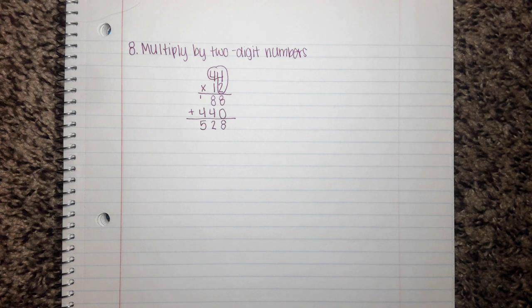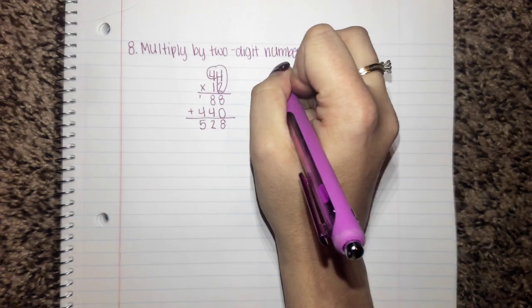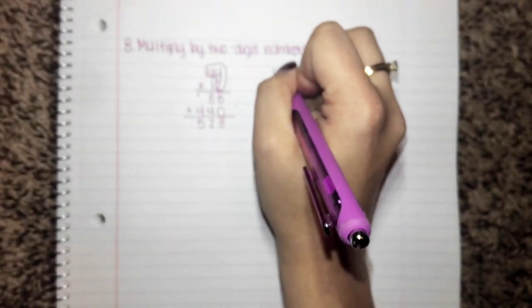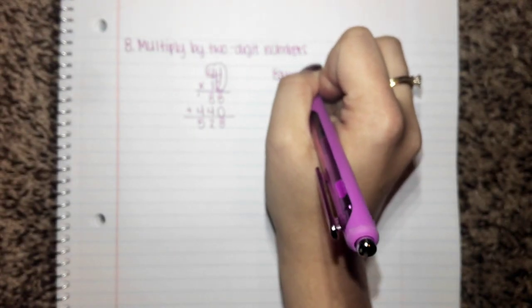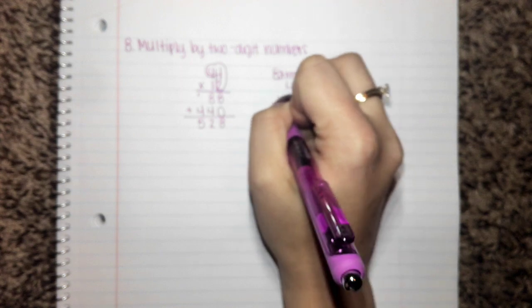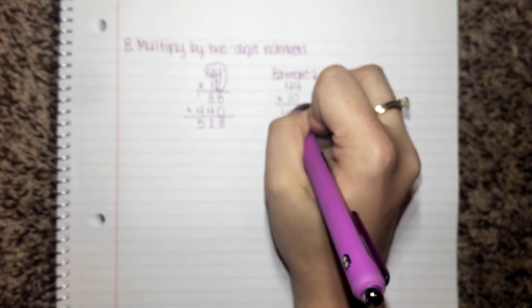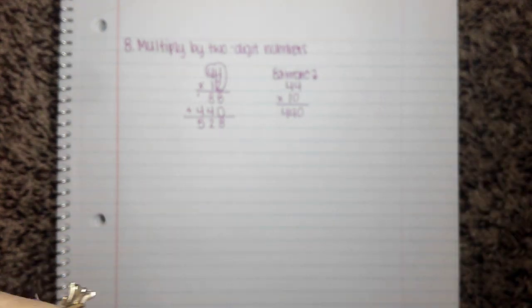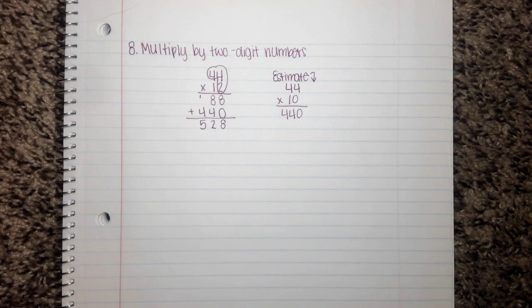Now, an easy way to check this, remember when we did estimations, we can absolutely go back and check your estimates if you need to. For example, you can check by saying 44 times 10 is 440. So I could have said those numbers are pretty close together. Okay, I'm probably correct in my answer.